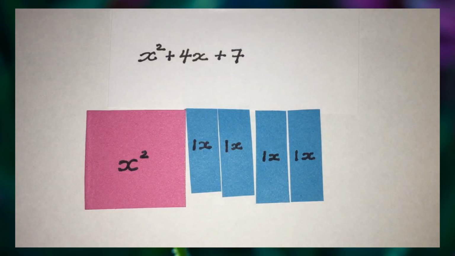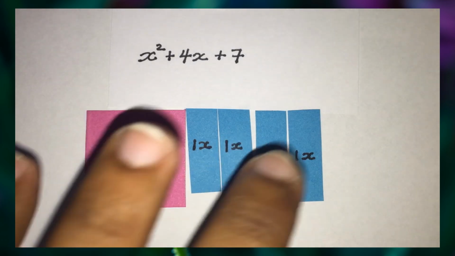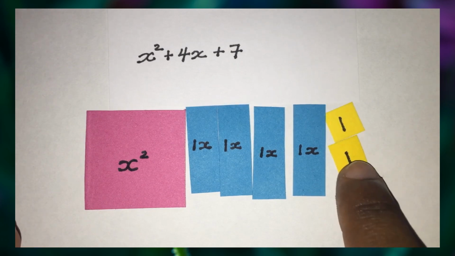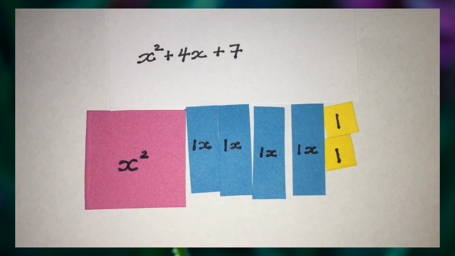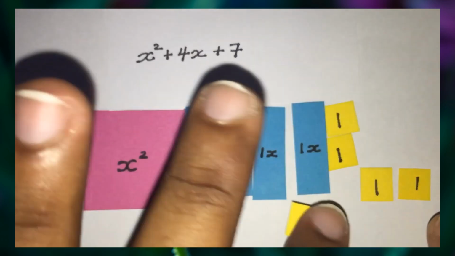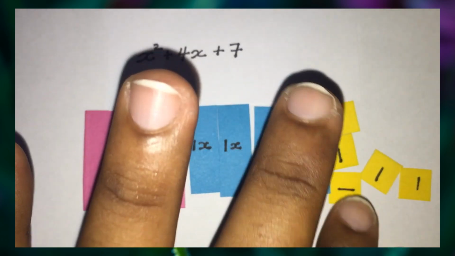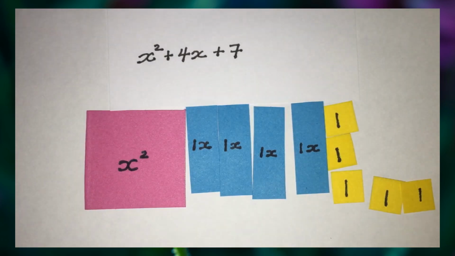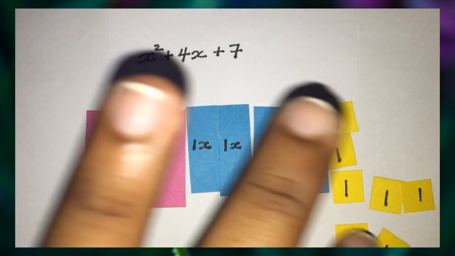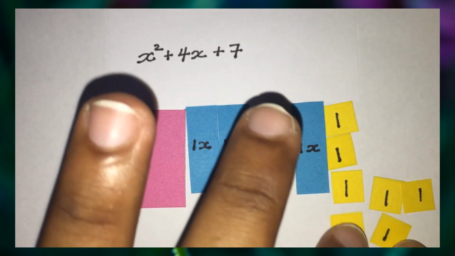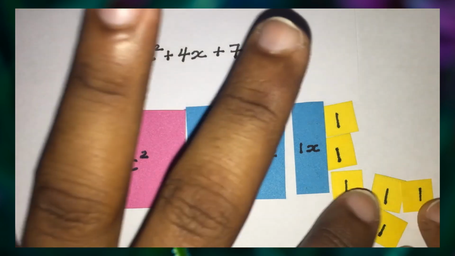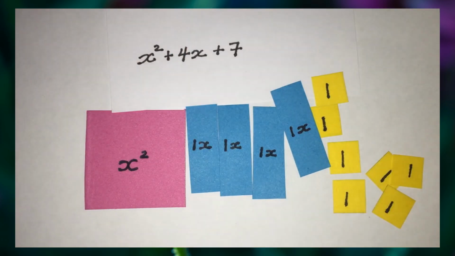And I need 7 ones, which is just 7. Alright, so that's 1, 2, 3, 4, 5, 6, and 7. There we go. So this is what x squared plus 4x plus 7 would look like in algebra tiles.